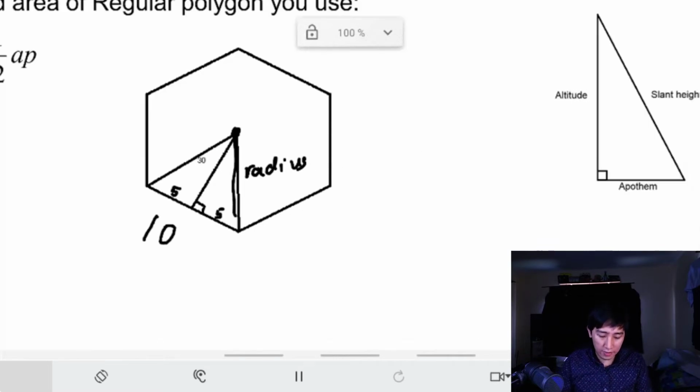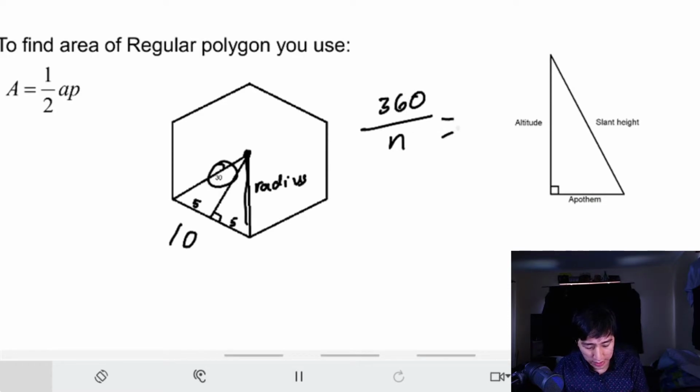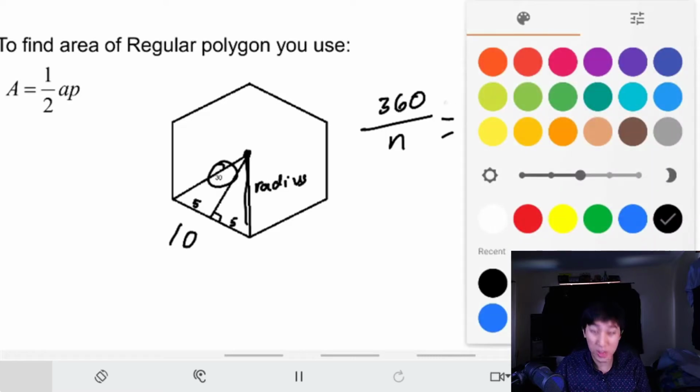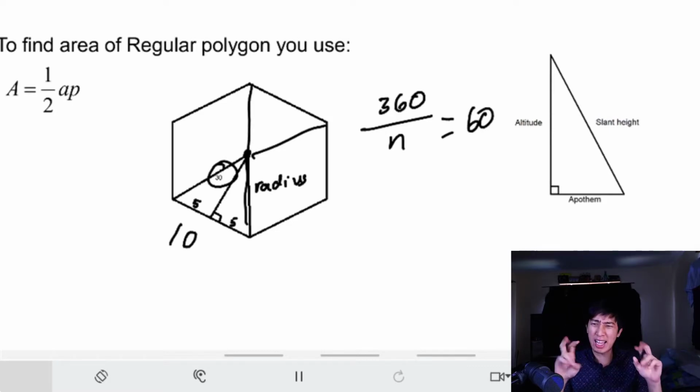Now, one thing that a lot of you guys were having trouble with is you weren't sure how to find this angle over here. Basically, a quick way to find the angle is you just take 360 and you divide it by the number of sides. So in this case, it's a hexagon, so there's 6 sides, which means that it's 360 divided by 6, which means it's 60. So each of these little slices of pie, they're 60 degrees, which means that if you split that in half, that's going to be 30 degrees.